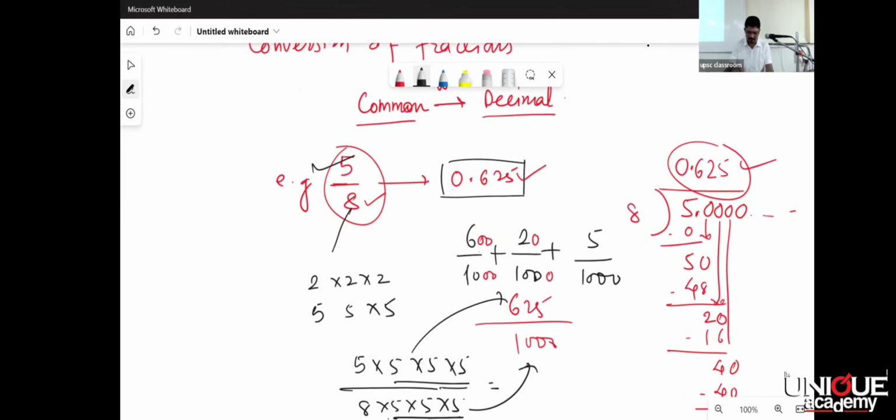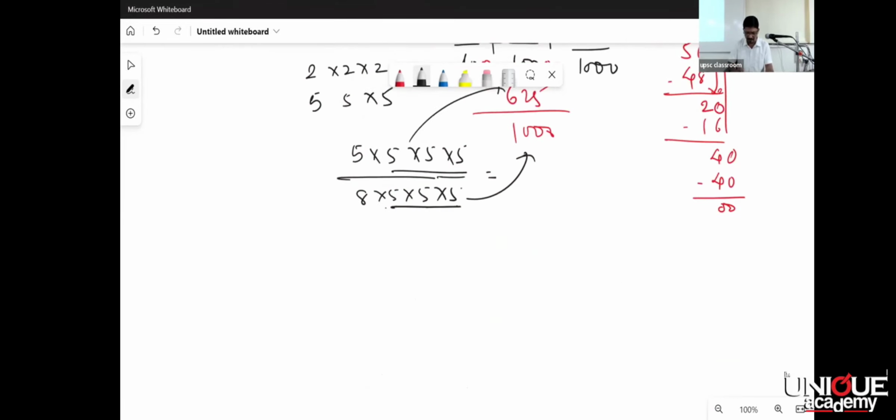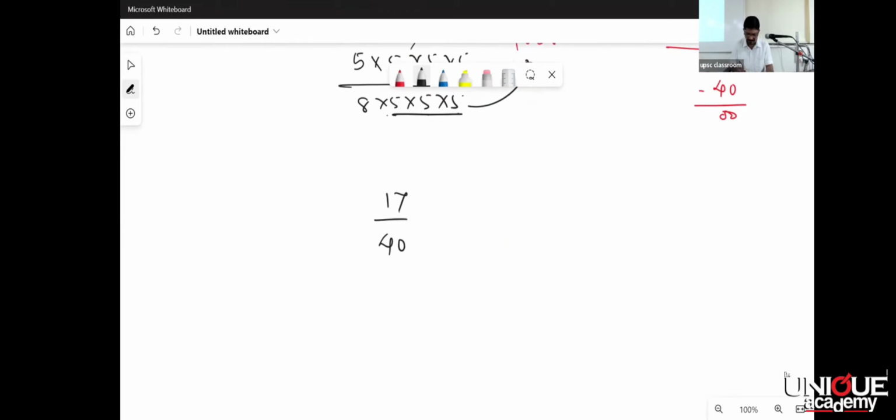For example, please take down another number, 17/40. Please do this one. By any method you can get the answer, whichever is comfortable for you.